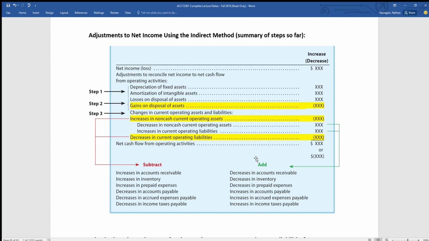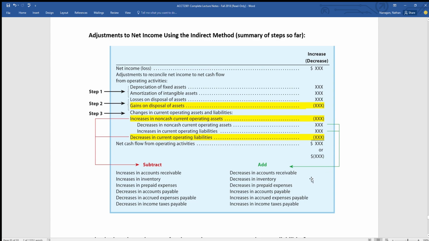Then we're going to look at the balance sheet. Again, any increases in non-cash current assets, we're going to subtract. Any decreases we're going to add to our net income, and the same thing, just the opposite with liabilities. So right here again, it shows when we add or subtract, but we have to have that comparison for our balance sheet.